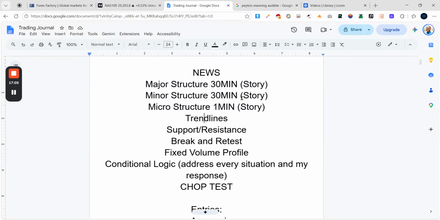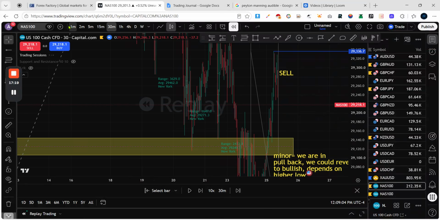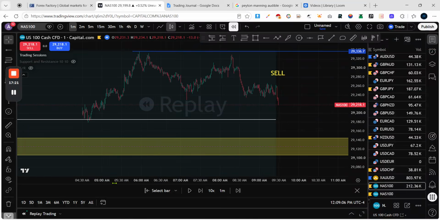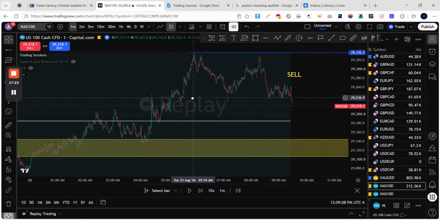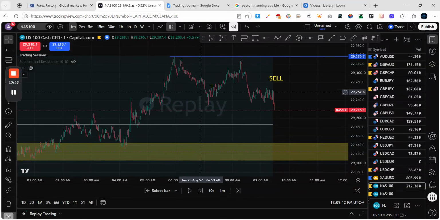So that's done, that's done, that's done. Then I do my trade lines, my support resistance. I already did my fixed volume profile, break and retest. I'm looking at these things. Now let me return and do the 1 minute. What I notice is that we did have a couple of breaks. Do the trend line.